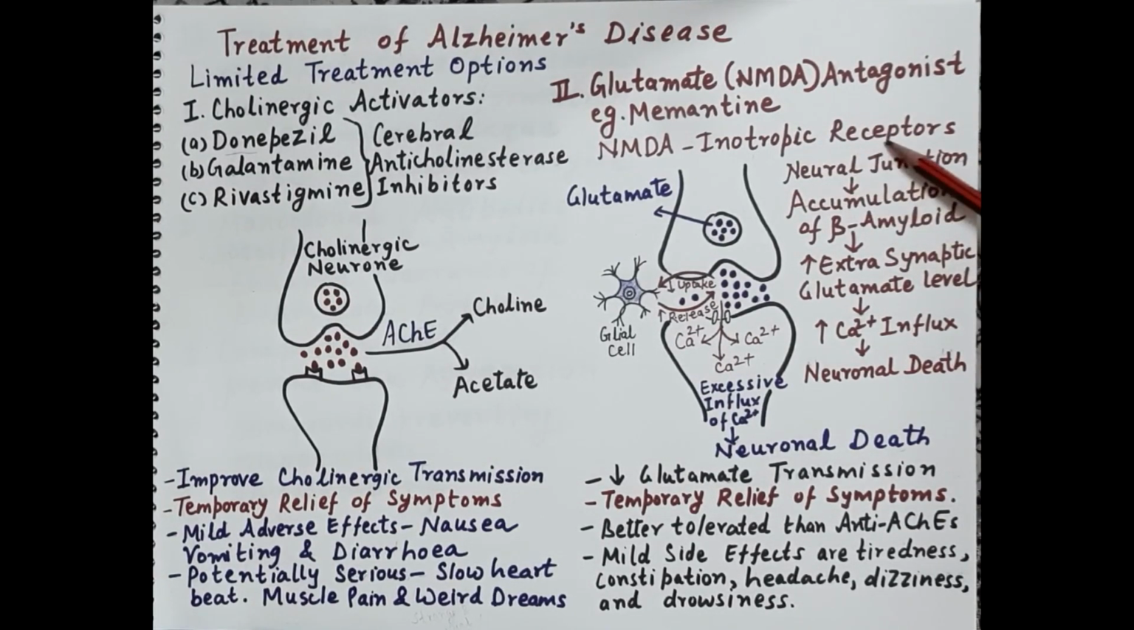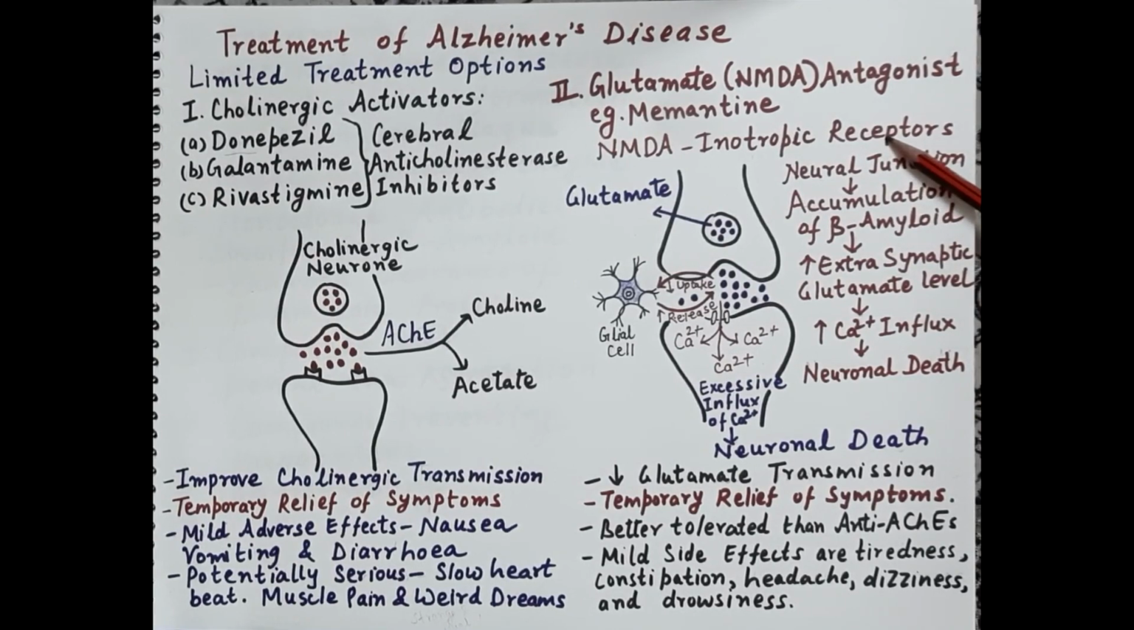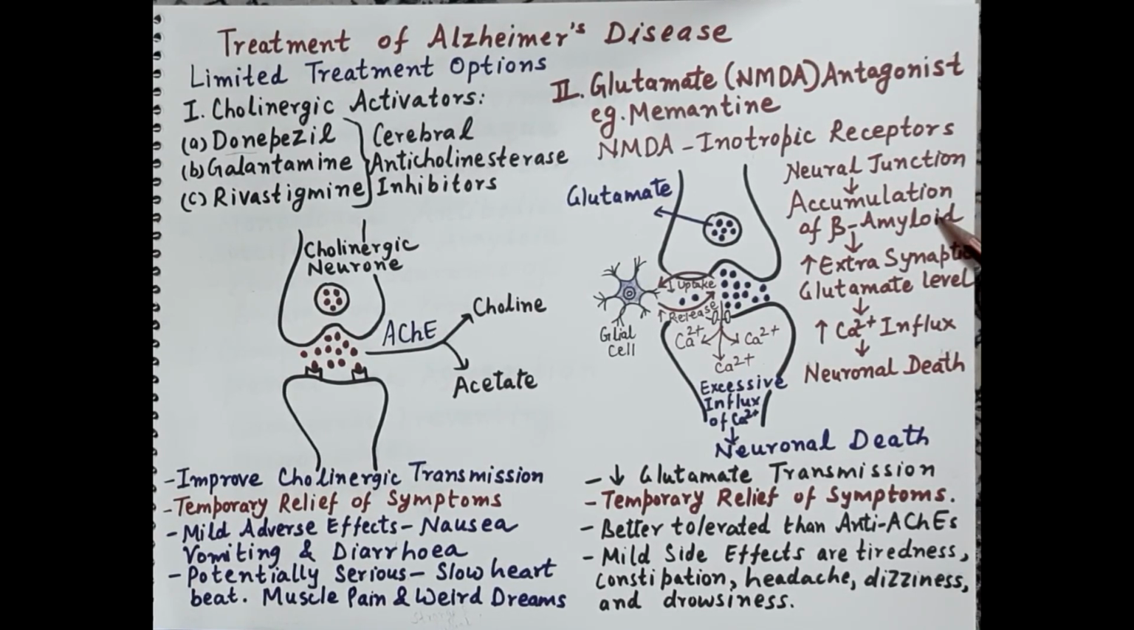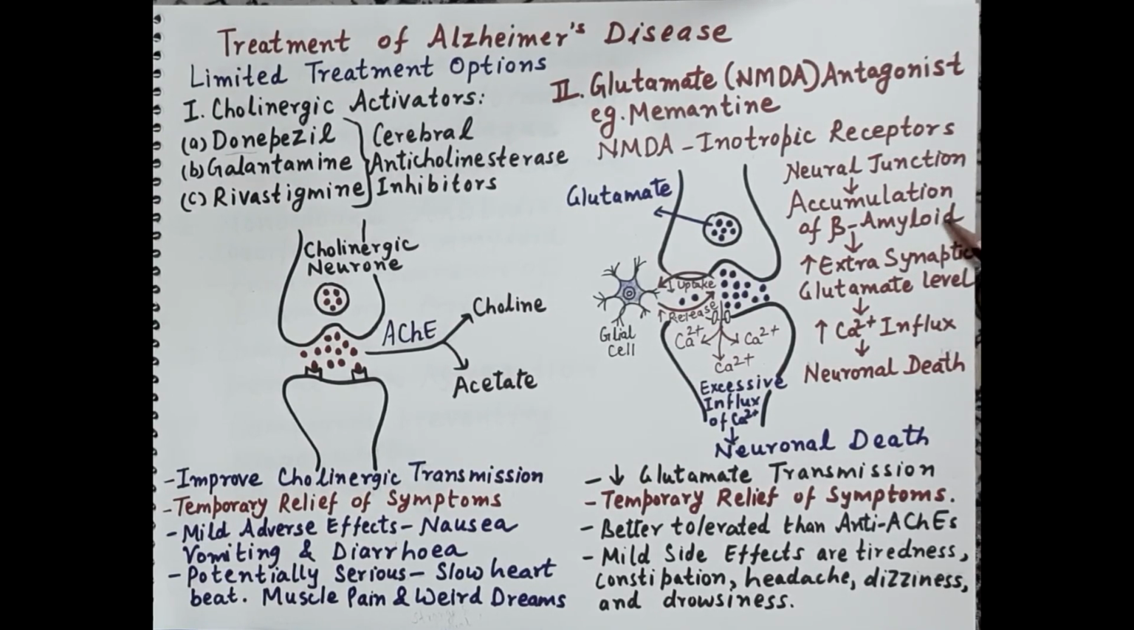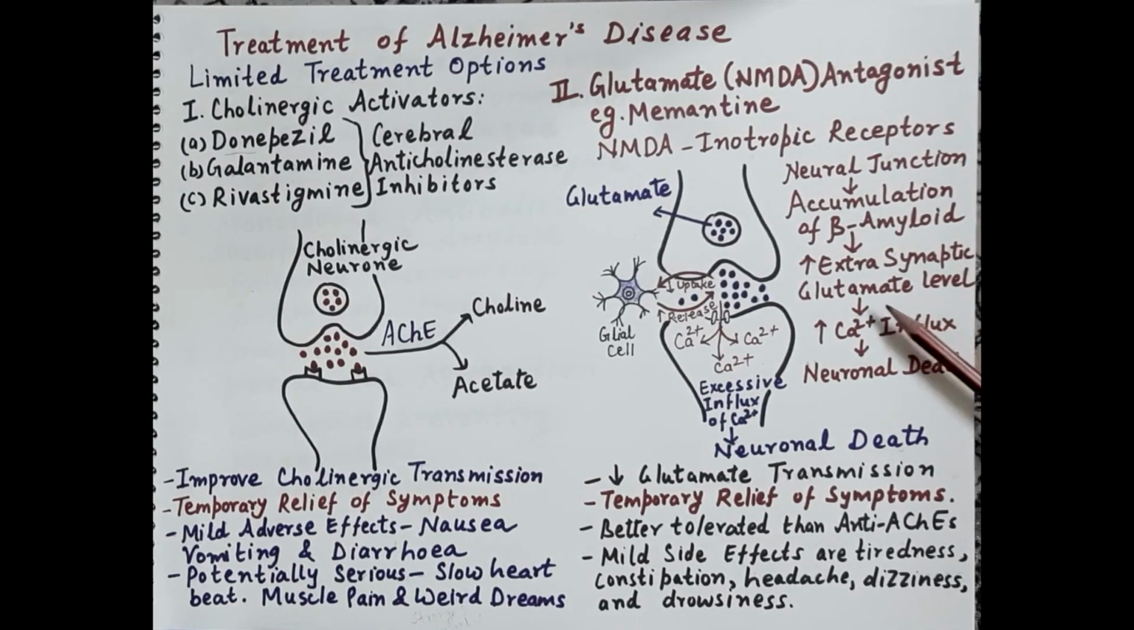Now these NMDA receptors are ionotropic receptors. When glutamate binds to these receptors, there is opening of calcium channels and there is influx of calcium ions into the nerve cell. A very important thing to note over here is that, as we have already discussed, there is accumulation of beta amyloid proteins at the neural junctions. Apart from blocking the neuronal junction, these beta amyloid proteins also cause an increase in the extrasynaptic glutamate levels, and because of the increase in the glutamate level, there is increase in the calcium influx, and increase in the calcium influx within a nerve cell results in neuronal death.